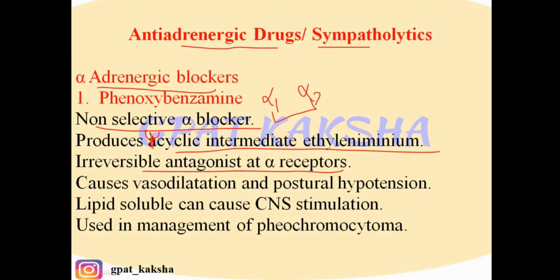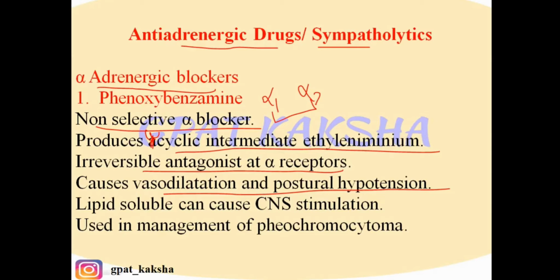It causes vasodilation and postural hypotension. Postural hypotension means the falling of blood pressure depending upon posture, means if the patient suddenly gets up into standing position, all of the blood gets pooled into the lower parts of the body because the vessels are dilated, and thus it leads to a fall in blood pressure. So that fall in blood pressure is known as postural hypotension.